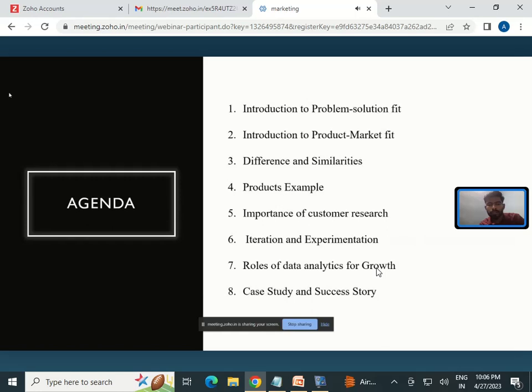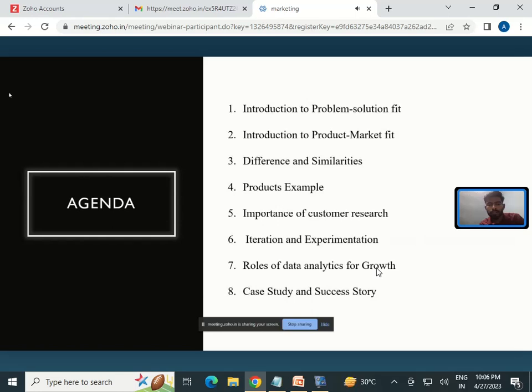Then iteration and experiment. Of course, it is not possible that you crack an excellent or optimized solution in one go. Or maybe if you have, then over time, according to changing needs, you need to do some experiments or changes to see how you can make your service or product better for your consumers. So iteration and experiment is another important thing. Then the role of data analytics in growth. And the last thing, the case study and success story of two big MNCs or companies.